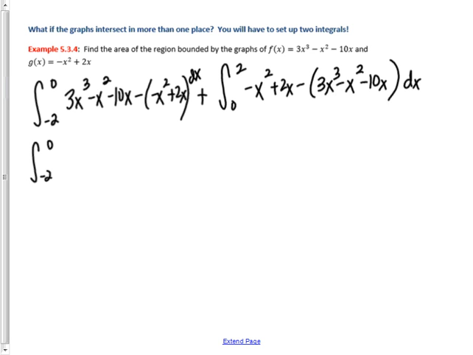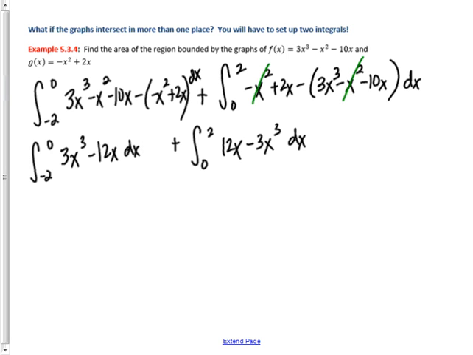Alright, so if I distribute that negative, the x squares are going to cancel. I'm going to have to skip some steps to save some room. And I'm going to get a -12x. Now this one should be exactly opposite signs. Okay, because my -x squares are going to end up canceling after I distribute the negative. I'm going to end up with 2x and a positive 10x, so 12x minus 3x cubed. So you should end up with opposite signs when you integrate these.